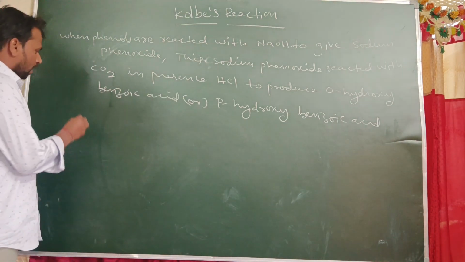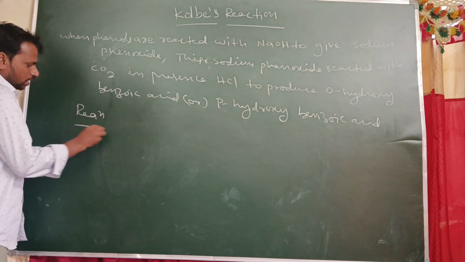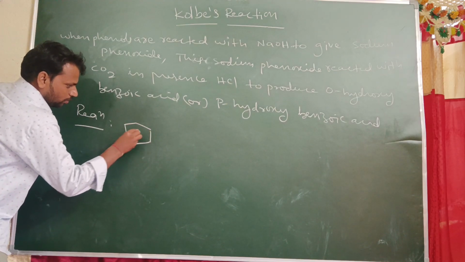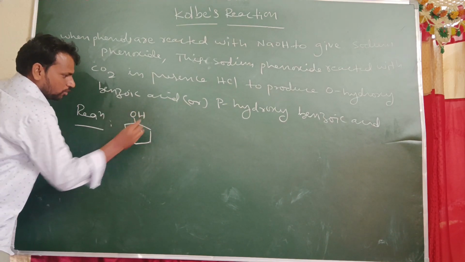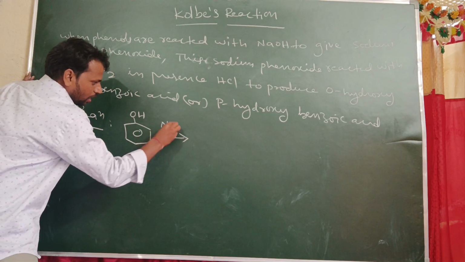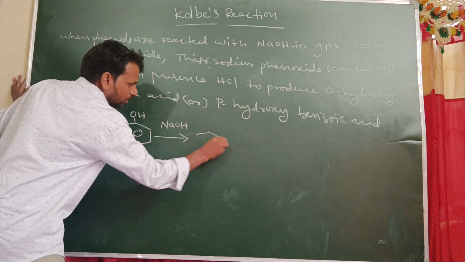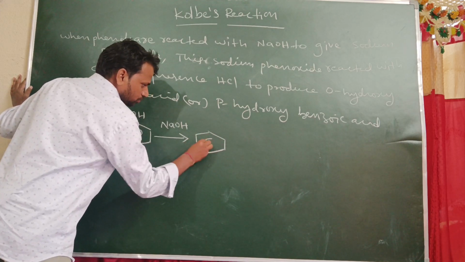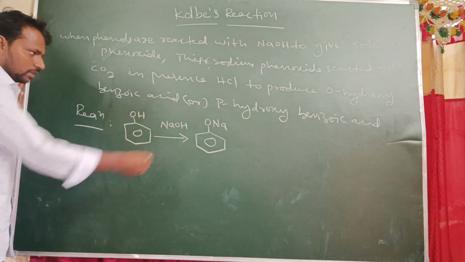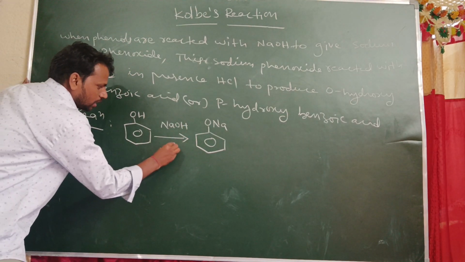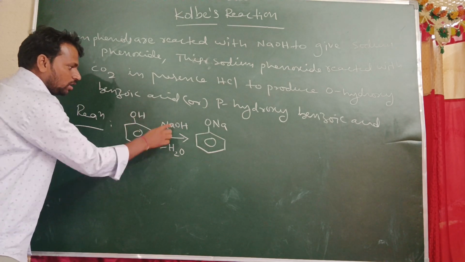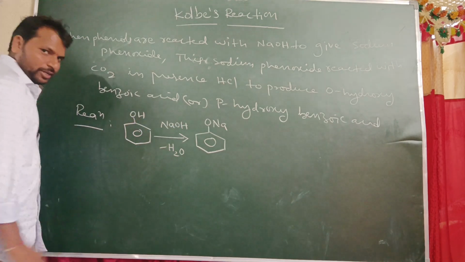For example, let me write the reaction. What is the reaction? It is nothing but phenol. So this is the phenol. This phenol is reacted with sodium hydroxide, in the presence of alkali, and will produce sodium phenoxide, ONa on the benzene ring. Here water is eliminated, nothing but OH minus and H plus are eliminated as water, and the hydrogen is replaced by sodium.